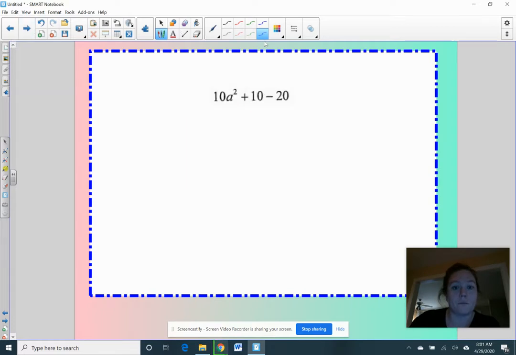Let's try another one. All right. So here, 10a squared plus 10, that should be 10a. I'll fix it. Minus 20. So I'm hoping you guys all see that 10 goes into each term. So I'm going to factor out a 10. So I'm going to divide each term by 10.